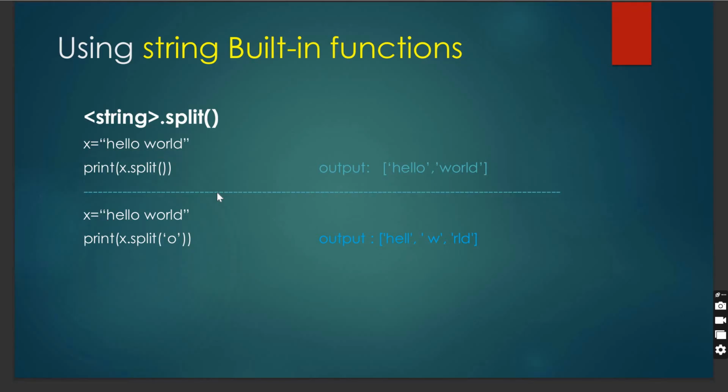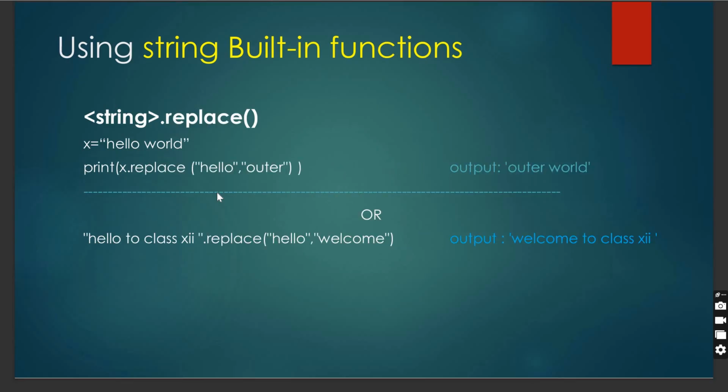The next one is the split function. When we want to split a string, that also can be done. The single string can be converted to a list here. Again, we have a split on o, and we convert it into different strings here. Then the replace function. We want to replace hello with another word, and that can be done. We want to replace hello with welcome, that also can be done. So replacing can be done.